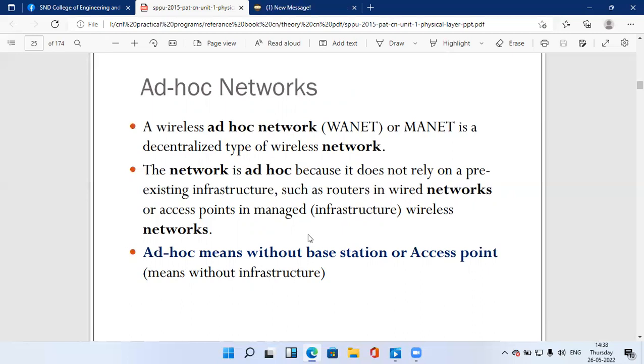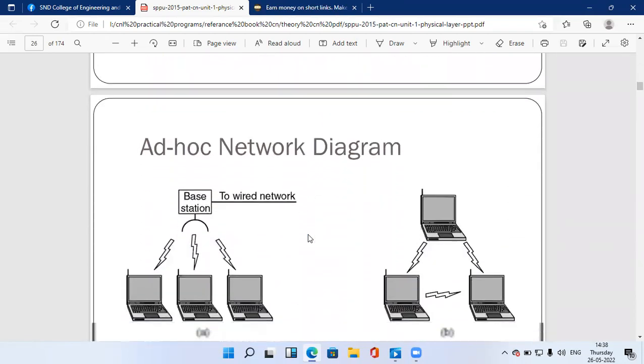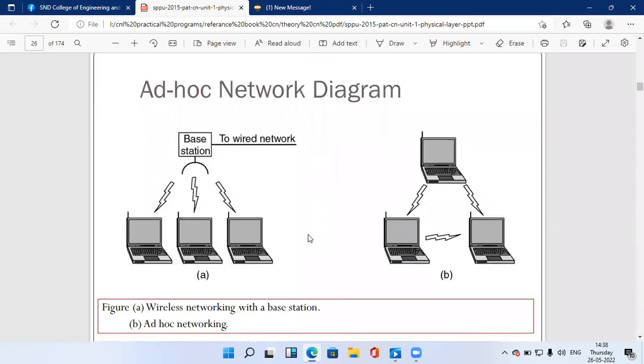So in an ad hoc network, we do not require a base station or access point. This is the diagram of your ad hoc network. The first figure is wireless networking with a base station. This is the base station, and using the Wi-Fi module, we share the resources. We communicate over wireless frequencies. So the first, second, and third laptops communicate using the Wi-Fi module to the base station.